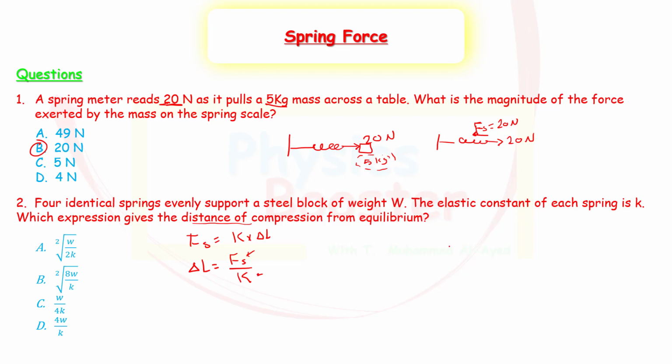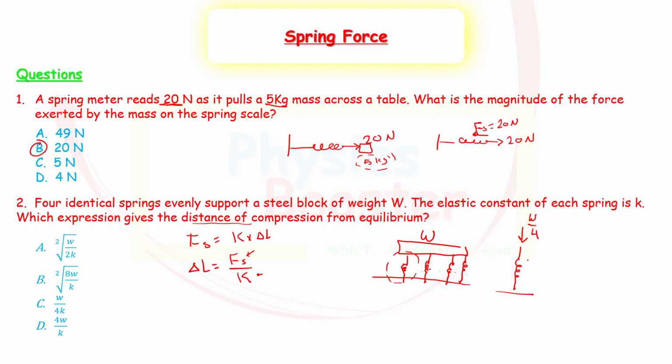It says that this block, let's draw it right here, is being supported by 4 identical springs, right? And it has the weight of W. Well, I can say simply that since these springs are identical, each one of them will be carrying, let's look at this one right here, let's draw it again right here, a force equal to W over 4. Why over 4? Because it's going to be distributed along these 4 springs.